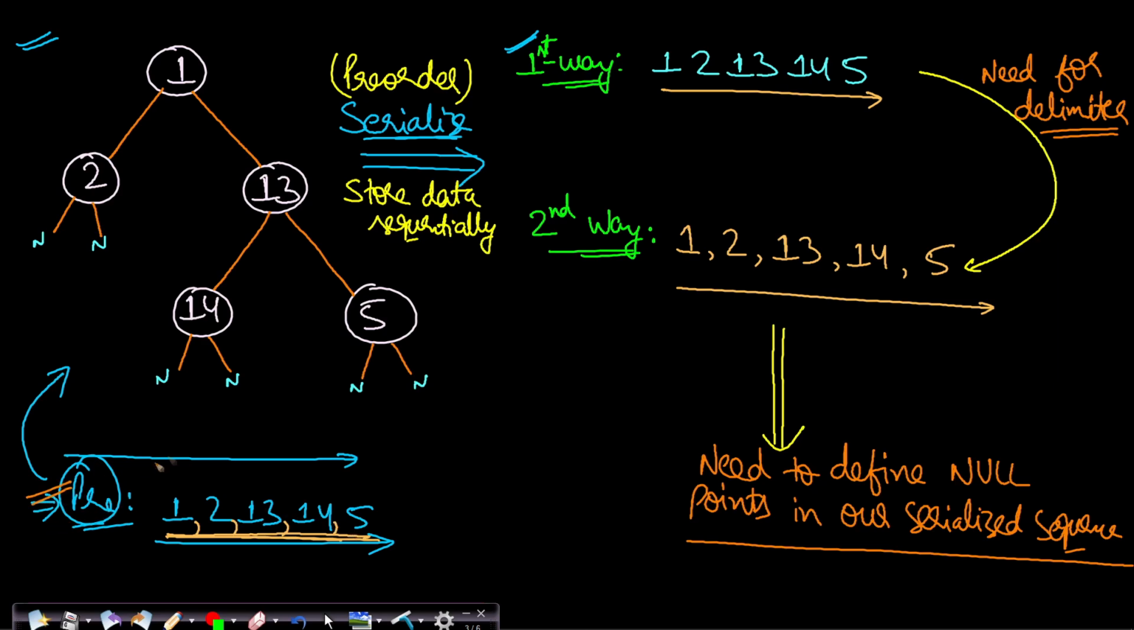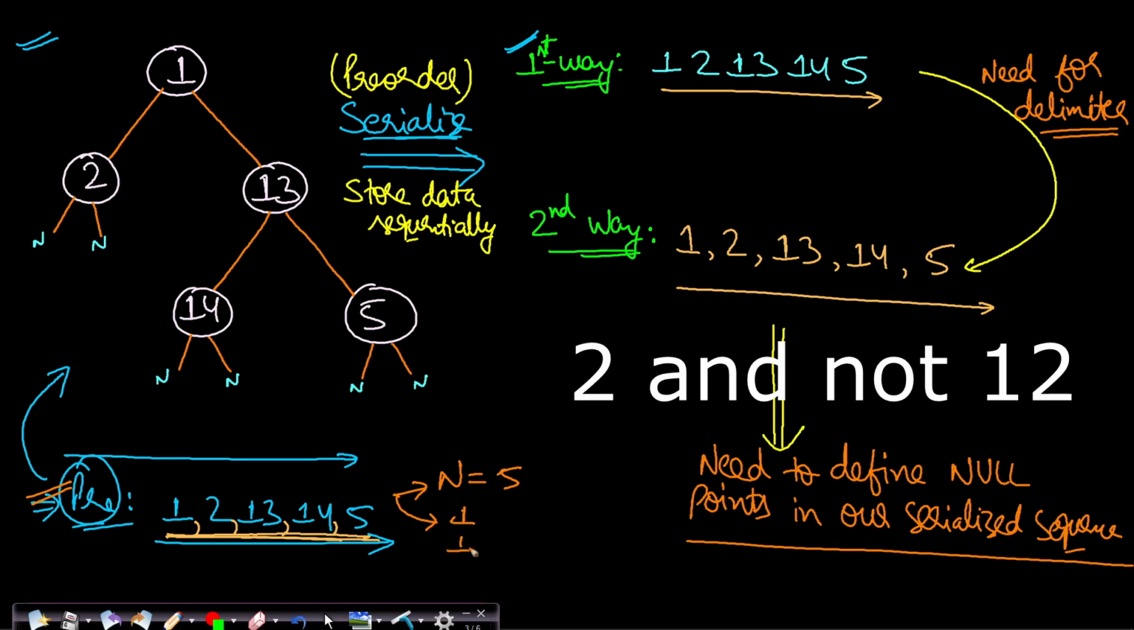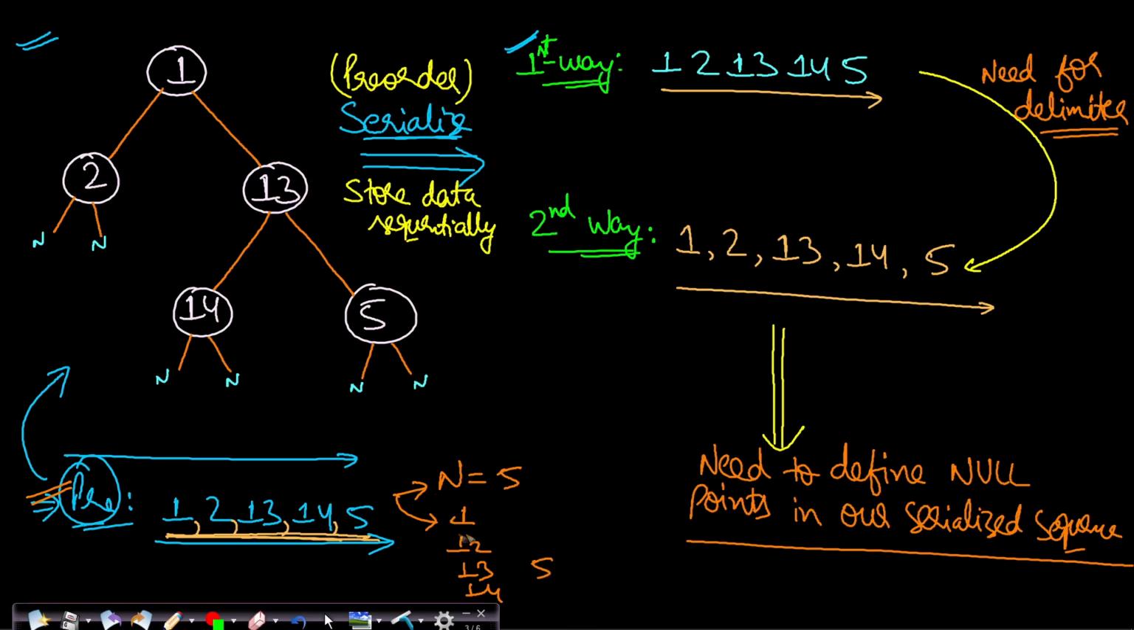The first information we get is the number of nodes. The number of commas plus 1 will be the number of nodes. So in this case we have 5 nodes. And we also know the values of each node: 1, 12, 13, 14 and 5. All these are the node values. So we know the number of nodes and we also know the node values. But if we have just these two pieces of information, can we uniquely construct back this tree?